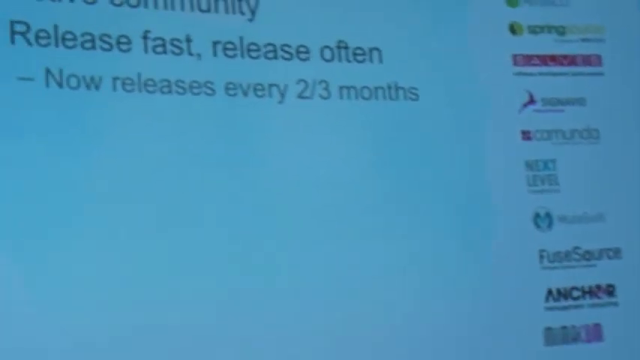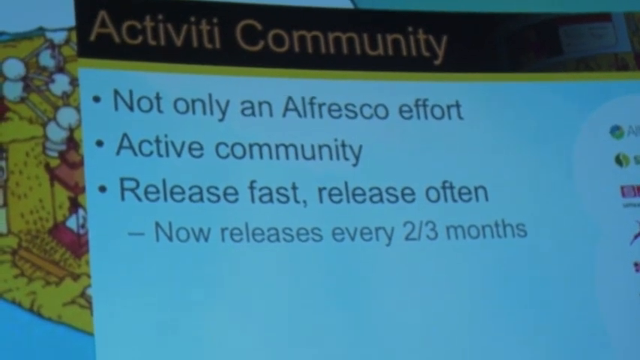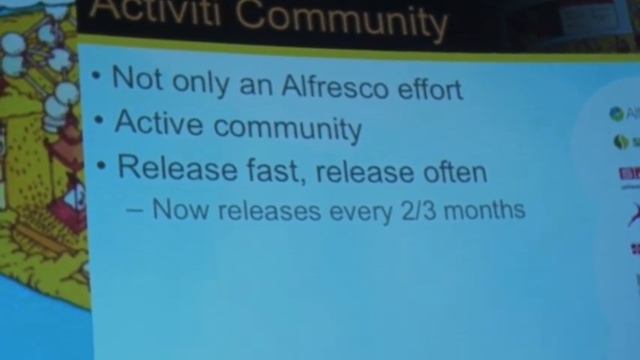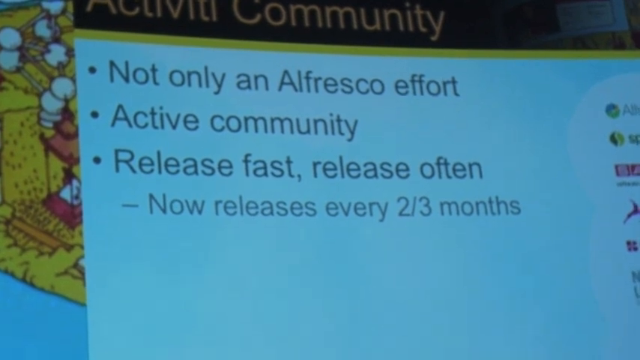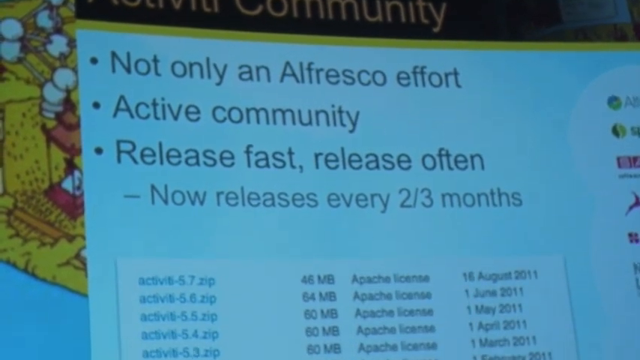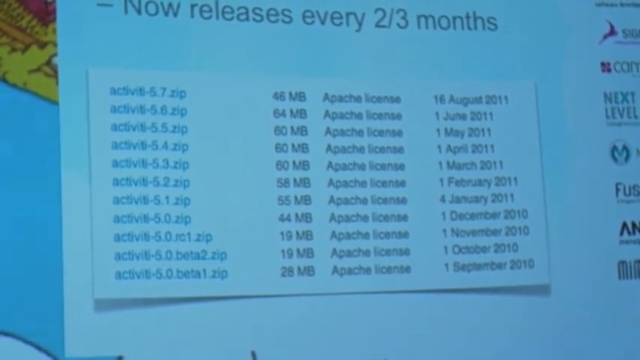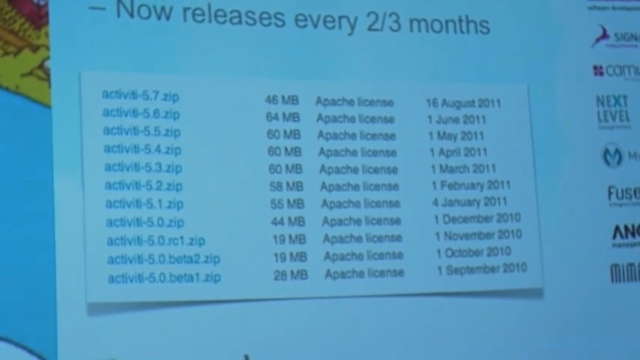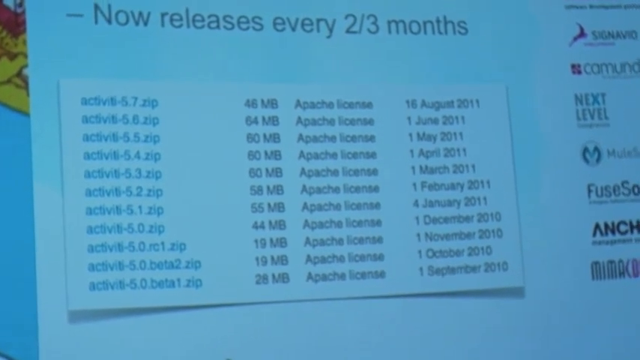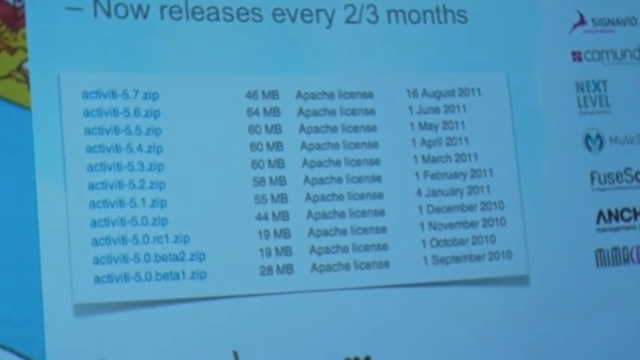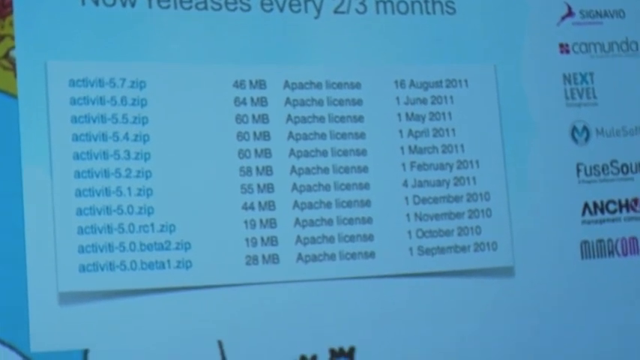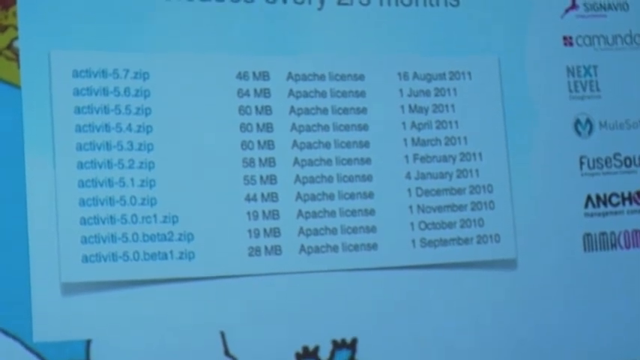It's not only an Alfresco effort. It's actually quite a big community contributing to it. The core team is all Alfresco employees, but there are some external contributors from all over the world. We have an active community, and our motto from the beginning was release fast, release often. In the beginning, we released every month, giving bug fixes and features to the people, rolling out very quickly. Now we've stepped back a bit, and we release every 2-3 months. So that's a bit how the community works.